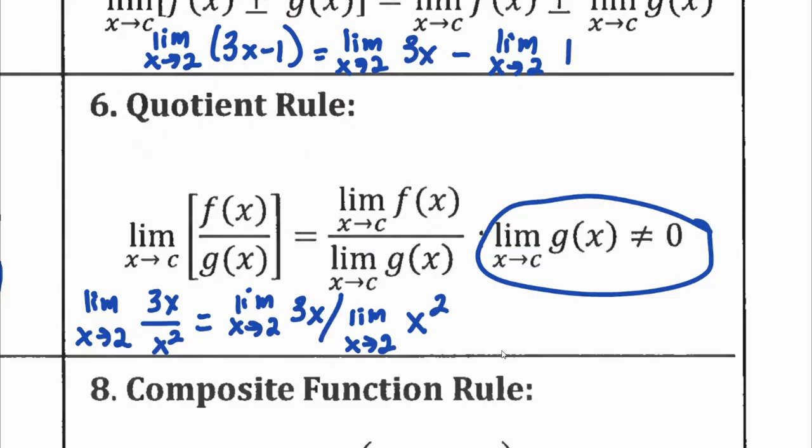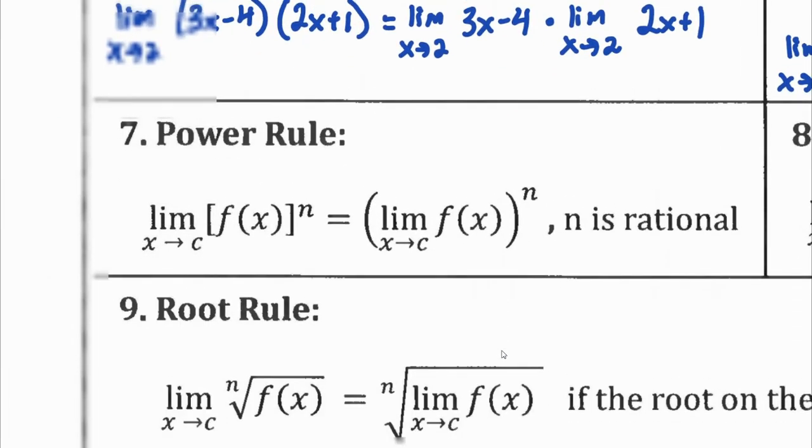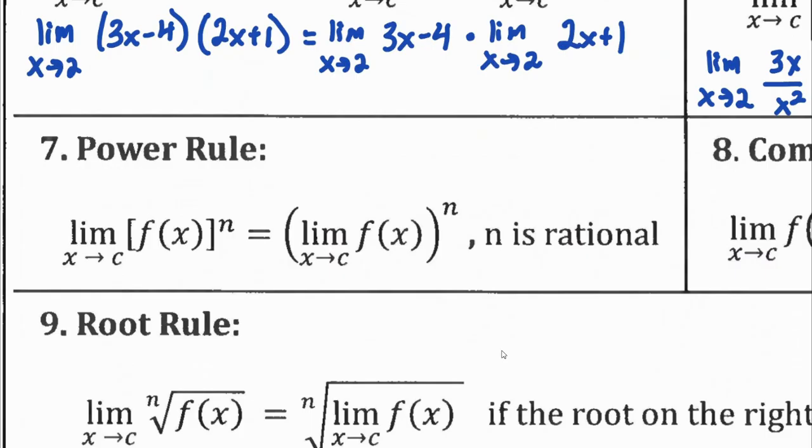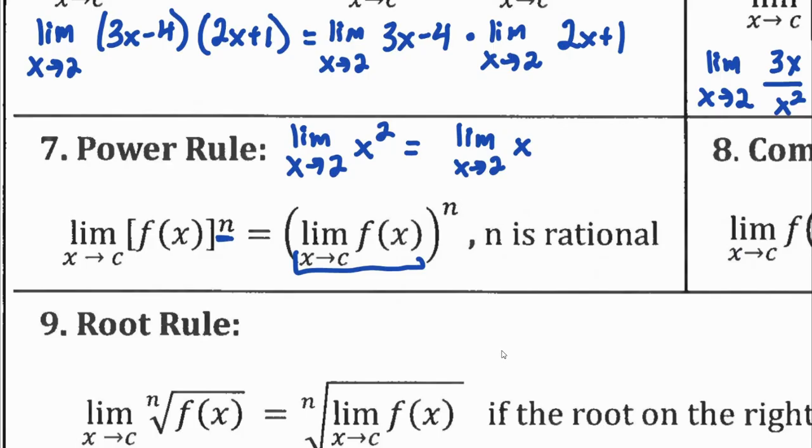And then we have a couple of really important rules that we do need to know. So one of them is the power rule. And so the power rule says that if I'm taking the limit of something to a power, then I can find the limit of that something and raise it to a power. So for example, if I'm trying to find the limit as x approaches 2 of x squared, I could instead find the limit as x approaches 2 of x and then square that entire thing. So I'm allowed to take it kind of on the outside.